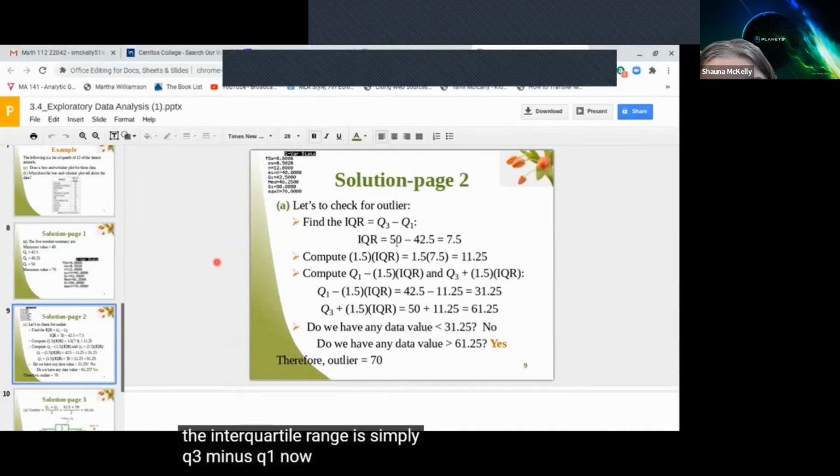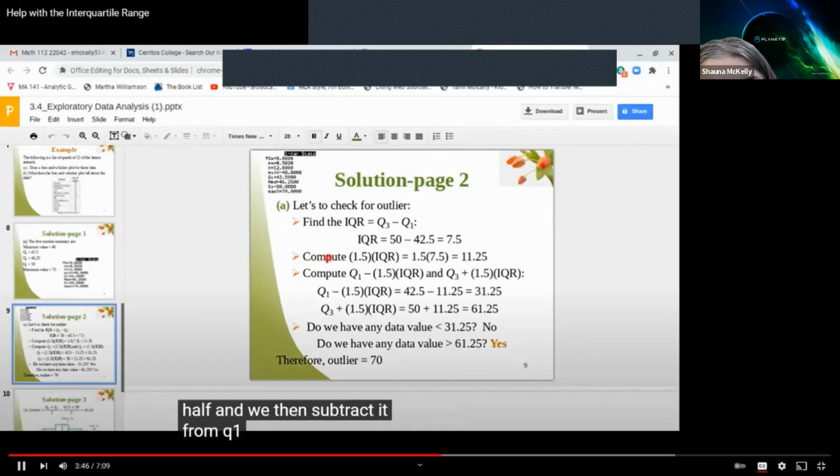Now, we use this number to then calculate the bounds of what we would call normal or expected values, using the upper and lower limits to figure out what our outliers are. So we take our IQR as part of our box plot situation, and we multiply the IQR by 1.5, and we then subtract it from Q1 and add it to Q3 to determine if we have outliers or not.